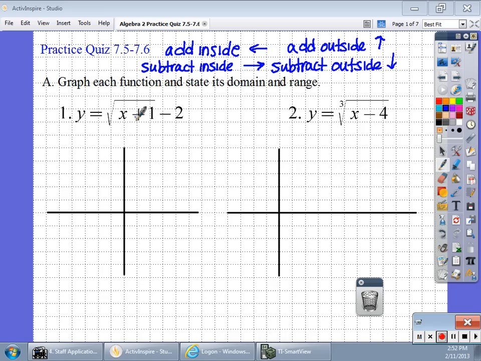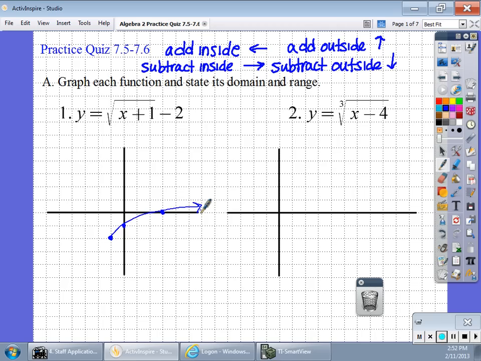And so we're adding 1 on the inside, so the anchor point, which would typically start at (0, 0), would shift left 1 unit. And then because of the -2 on the outside there, we would then shift down 2 units, okay? And that's where we put our anchor point. Now this is a square root function, so you have to remember for square root, you're then going to go right 1, up 1, put another point. Then again, from your anchor point, go right 4, up 2. And then you draw your function.